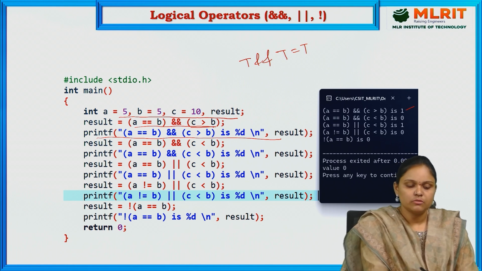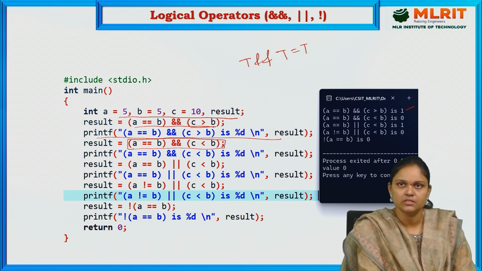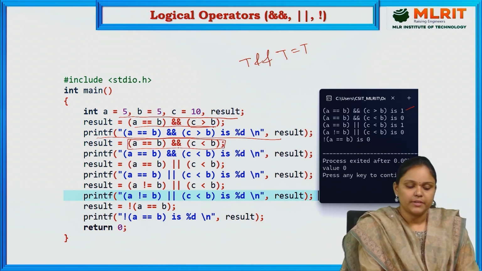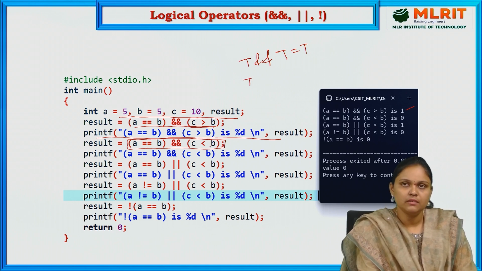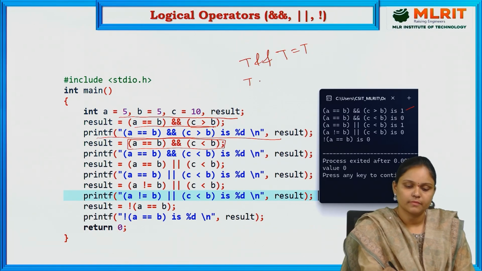And next, to the result variable, we are assigning another expression. The next operation we are performing is by using the logical AND operator. So A double equals to B, yes, true again. And the next, C less than B. C is 10. 10 less than 5, it is false. So we are getting the result as false.